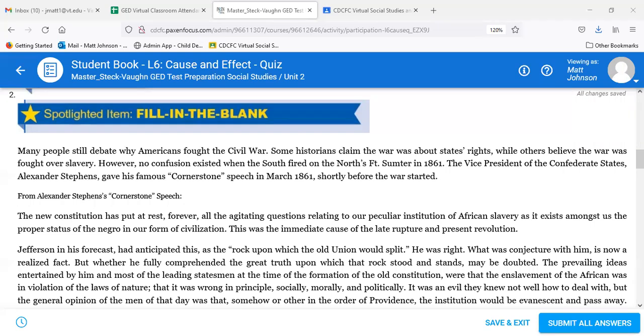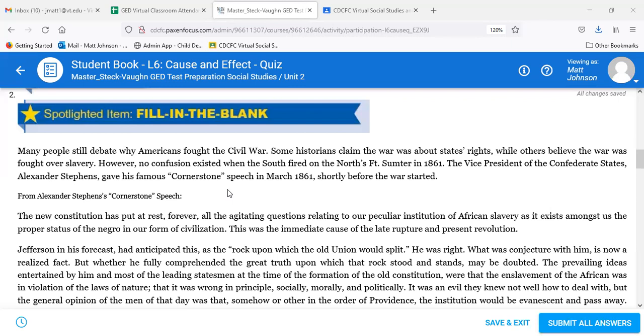Okay, so Fort Sumter in 1861. The vice president of the Confederate States, Alexander Stephens, gave his famous Cornerstone Speech in March 1861, shortly before the war started.